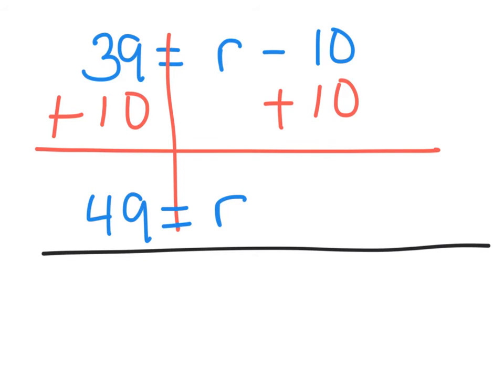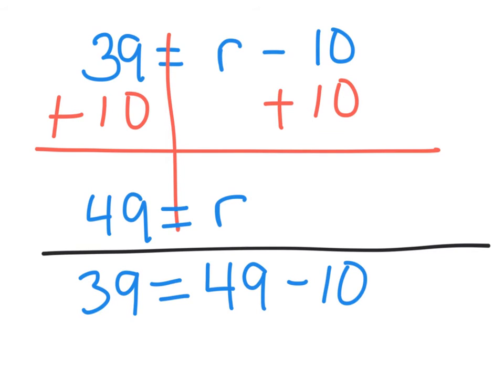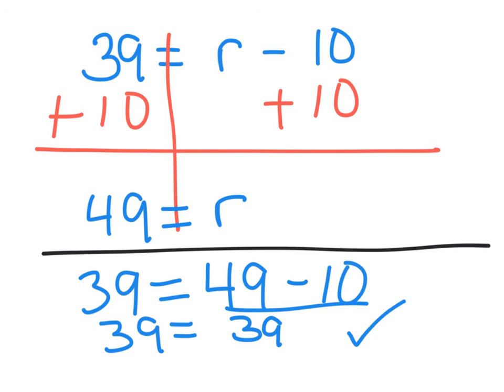Do my quick check. 39, which is my original equation, equals, instead of putting in r, I'm going to substitute the 49, which I think is my correct answer, and minus 10. So I have 39 here. 49 minus 10 simplifies to 39, and I have a happy answer.